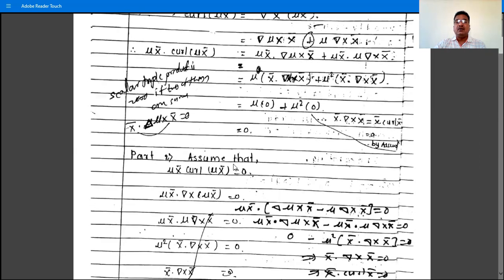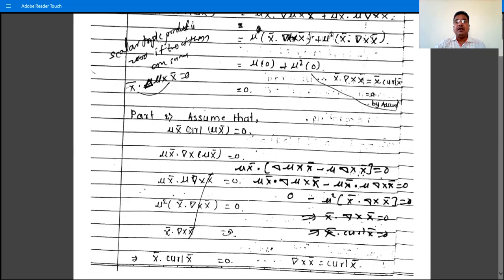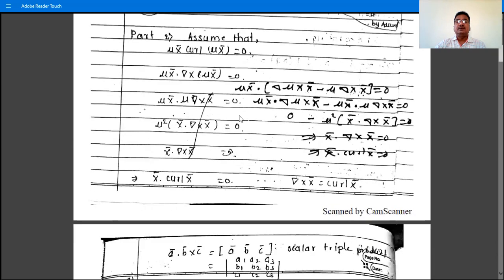Now the converse of this theorem. Assume that μ x̄ · curl(μ x̄) is 0, and now we have to show that x̄ · curl x̄ is 0. So μ x̄ · curl(μ x̄) means μ x̄ · (del cross μ x̄) is equal to 0. Curl means del cross.